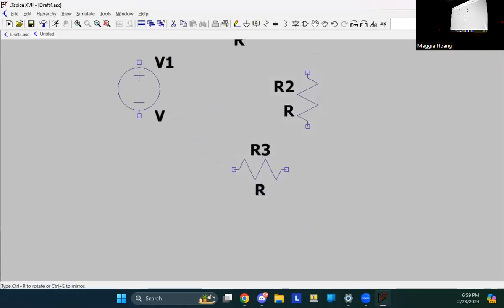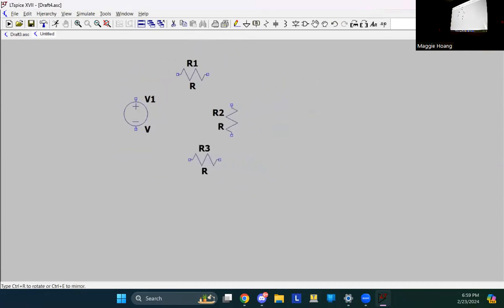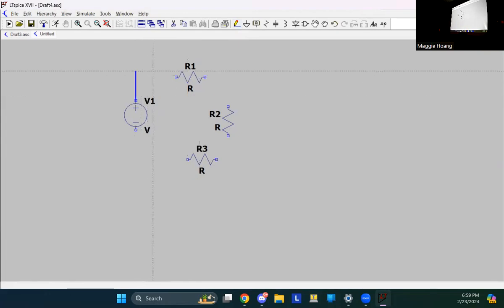And then click on the wire and just connect it directly. Only LTspice allows you to do that. Other Spices, other programs don't allow you to do that.